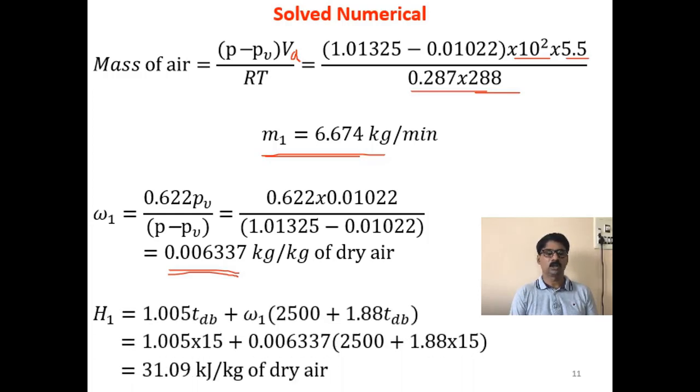Similarly, you have the formula for the enthalpy: 1.005 into dry bulb temperature, plus omega 1 into 2500 plus 1.88 into dry bulb temperature. The dry bulb temperature is 15 degrees Celsius. So substitute 15 here and you will get the enthalpy value.